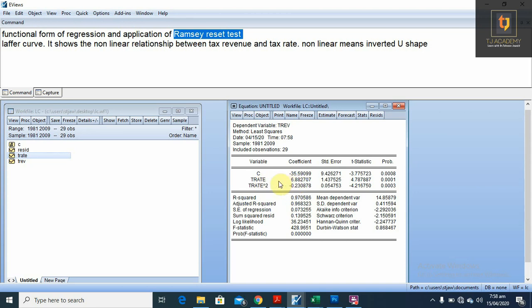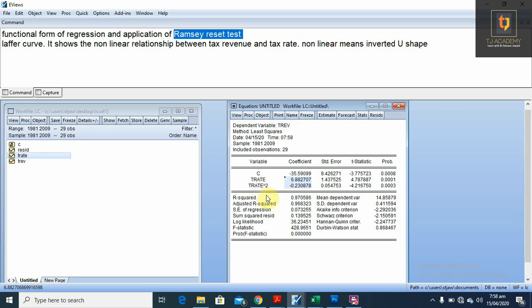Here we can see the results are significant, and the coefficient of tax rate is positive and the square of tax rate is negative. Both variables are significant, so the signs of these variables show that the Laffer curve exists in the data.